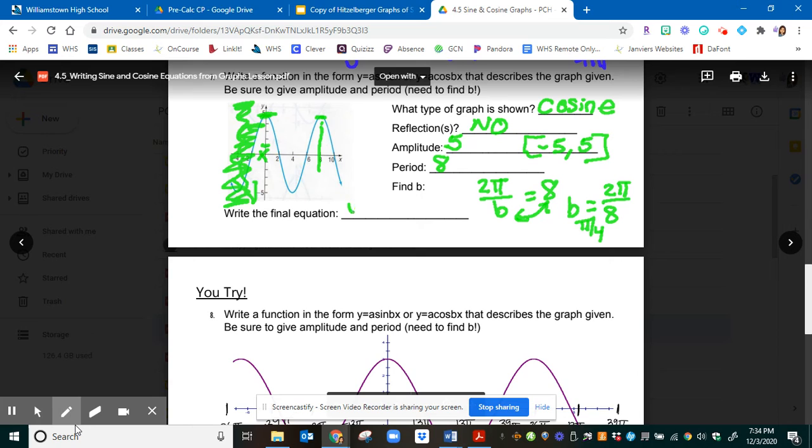Okay, and write our equation. So y equals, amplitude is 5, cosine, b is pi over 4, and don't forget to put your x value in. Okay, and there you have it. That is writing an equation for my graph.